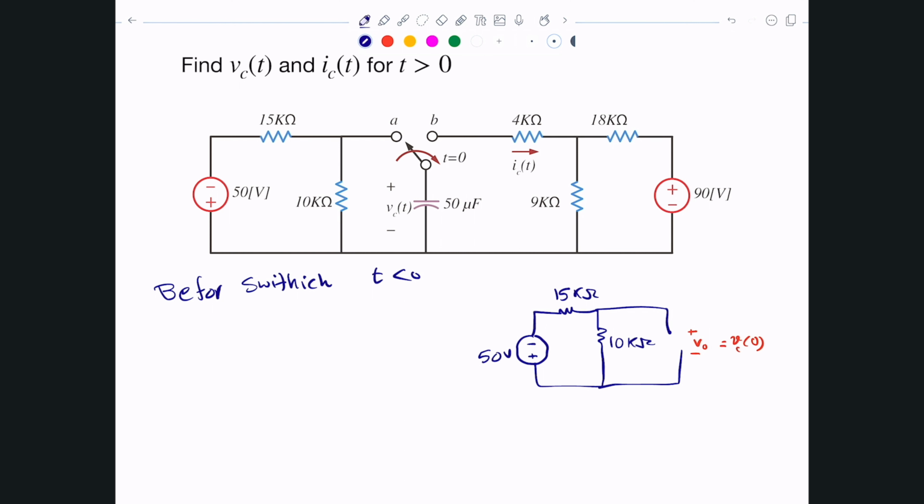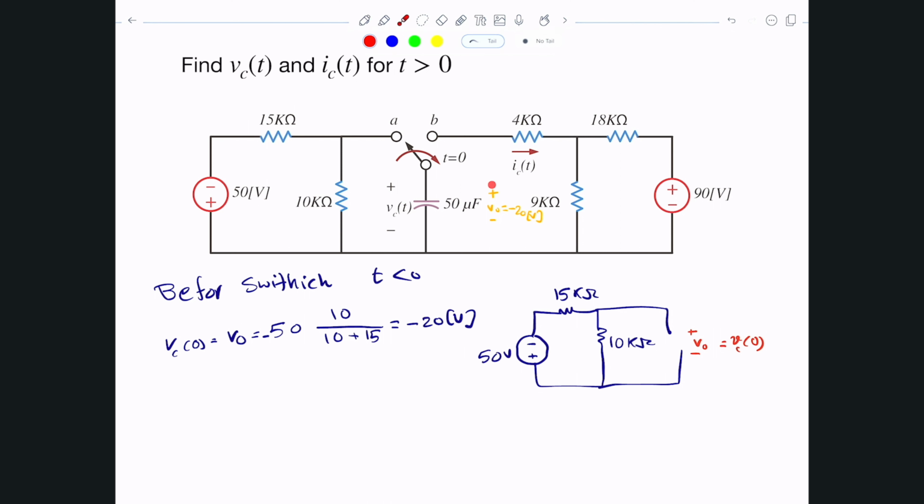So we can compute V0, which is the initial voltage, VC of 0, or just simply V0. It's actually negative 50 volts, because the positive of the 50 volts is in here, and what we're interested in is the positive on the top. So it's negative 50 times 10 divided by 10 plus 15, and we can compute this value to be negative 20 volts. Right before switching, across this capacitor between here and here, we have V0 equal to negative 20 volts. What does the negative mean?